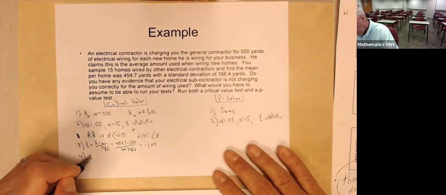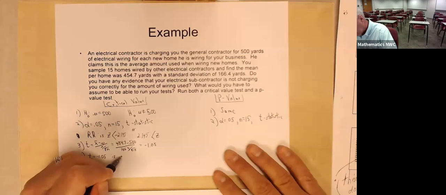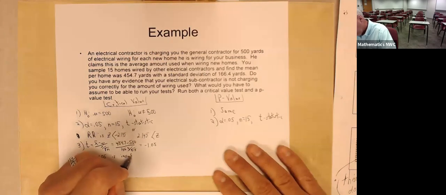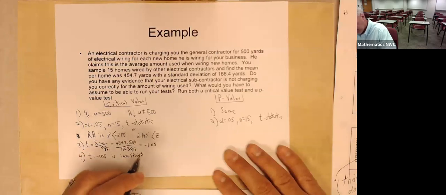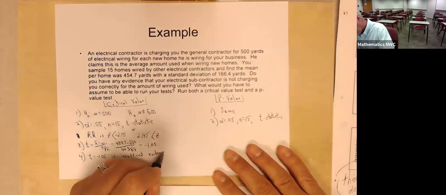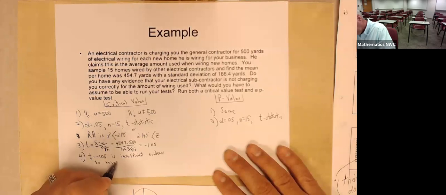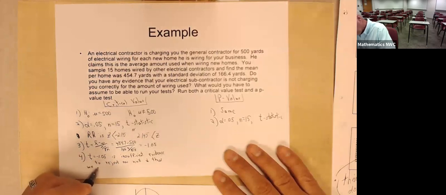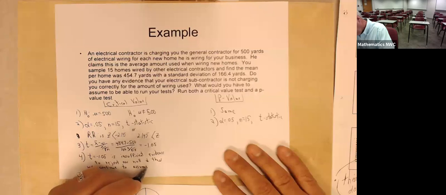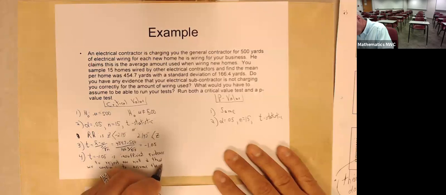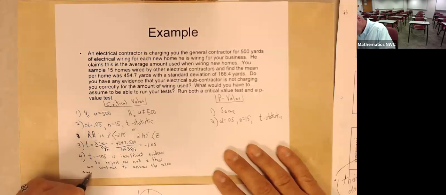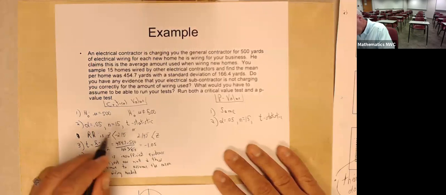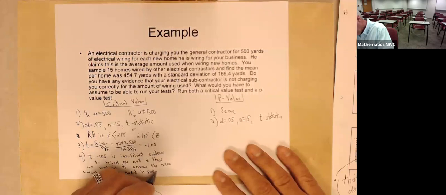So step number 4, t equal to a negative 1.05 is insufficient evidence to reject our null. And thus, in context now, we continue to assume the mean or average amount of wiring needed is this 500 yards per home.